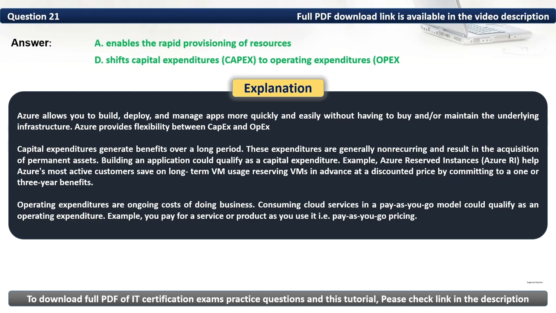Example, Azure reserved instances help Azure's most active customers save on long-term virtual machine usage, reserving virtual machines in advance at a discounted price by committing to a 1 or 3 year term. Operating expenditures are ongoing costs of doing business. Consuming cloud services in a pay as you go model should qualify as an operating expenditure. Example, you pay for a service or product as you use it, that is, pay as you go pricing.